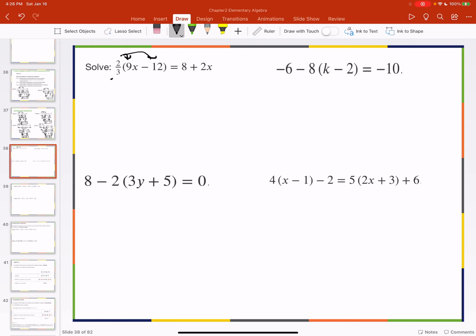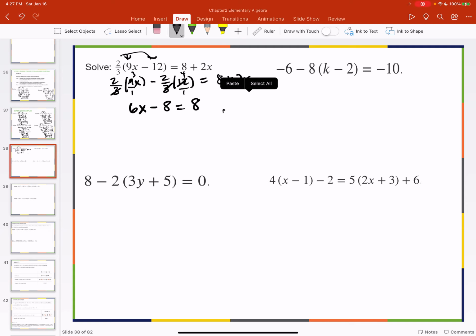So 2/3, I'm going to write out this step, times 9x minus, and I'm distributing the 2/3 times 12, because that's the negative 12 right here, is equal to 8 plus 2x. Okay, so 2/3 of 9. So 3 goes into 9 3 times. That's going to be 6x. And then here, 3 goes into 12 4 times. Right, this is like as if it was over 1. So 4 times 2 is 8. So minus 8 is equal to 8 plus 2x.